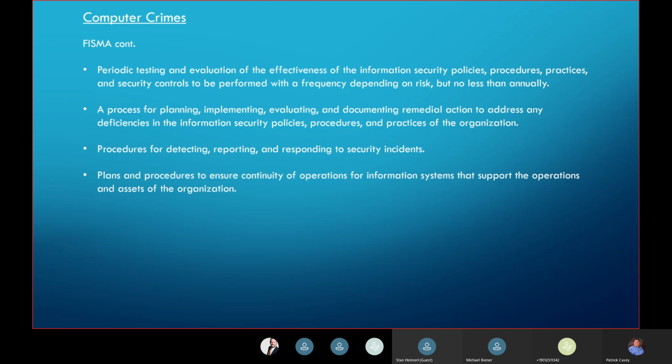Procedures for detecting, reporting, and responding to security incidents. This could be IDSs. This could be Carbon Black, all kinds of systems that are reporting to us and telling us about possible security incidents. Office 365, and plans and procedures to ensure continuity of operations for information systems that support the operations and assets of the organization.